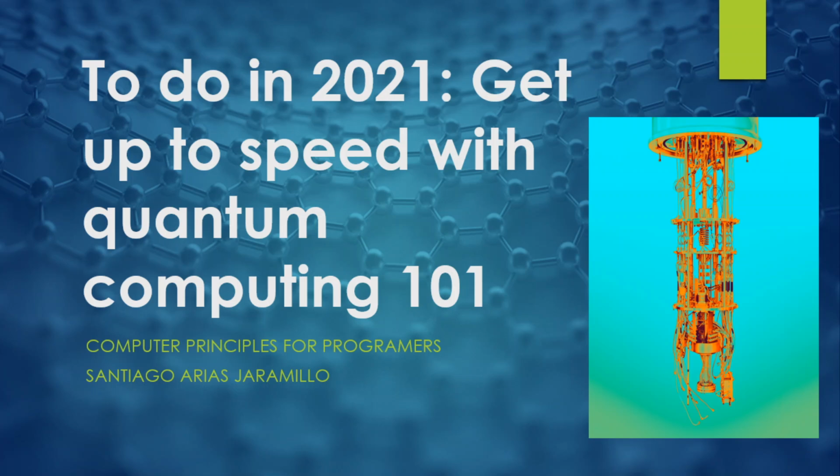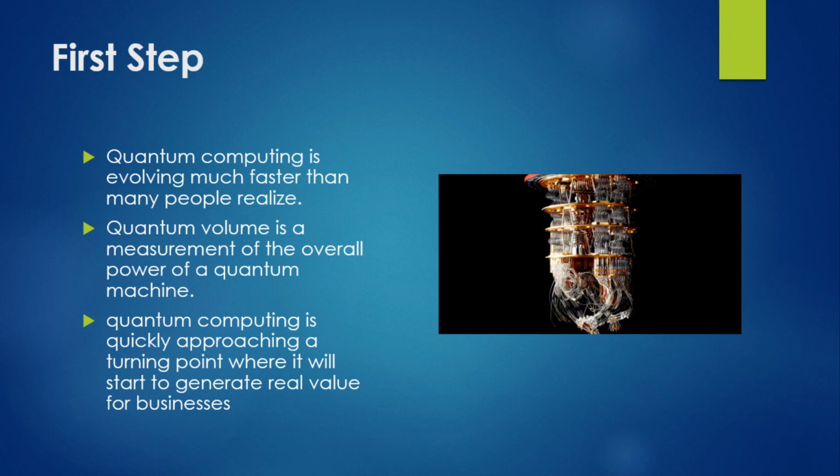Today I'm going to do a presentation about an article called "To Do in 21: Get Up to Speed with Quantum Computing 101" for the Computing Principles for Programmers class. Okay, so the first step is to understand that quantum computing is actually evolving really fast. Some people don't realize this, but it's advancing a lot faster than expected.